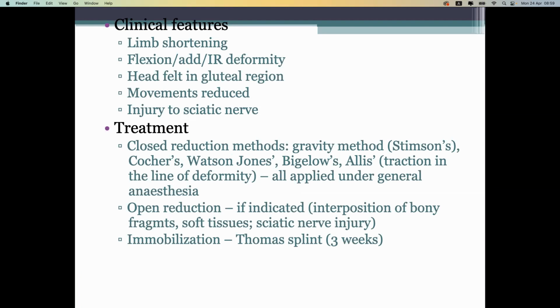So the clinical feature is the patient complaining of pain, of course, unable to move, restriction of the movement. Then treatment includes the reduction. Different types of the reduction.